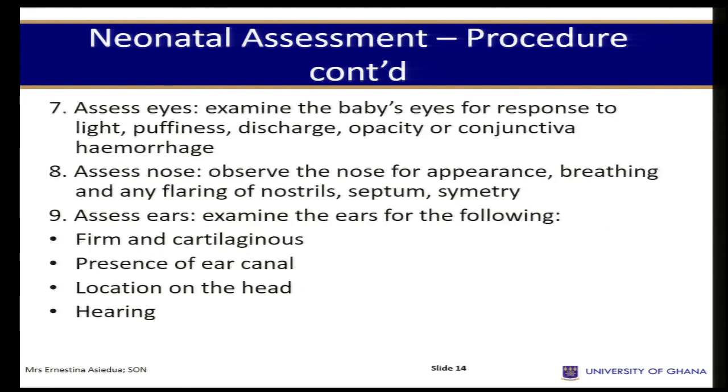So you come to the eyes. You examine the baby's eyes for response to light. You look at any puffiness in the eyes. Some may be discharging at birth, maybe they have some infection in utero. And then you can look at opacity of the conjunctiva, and whether there's any hemorrhage or bloodshot on the eyes.